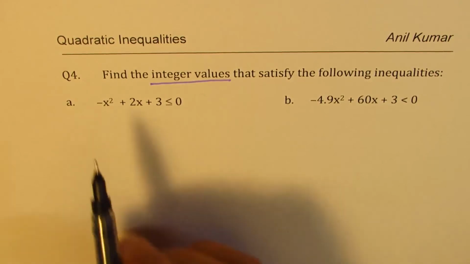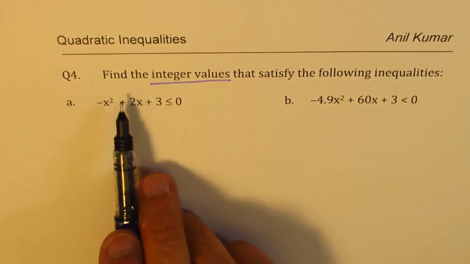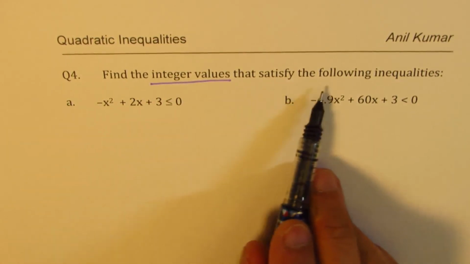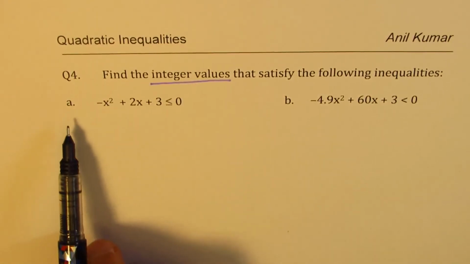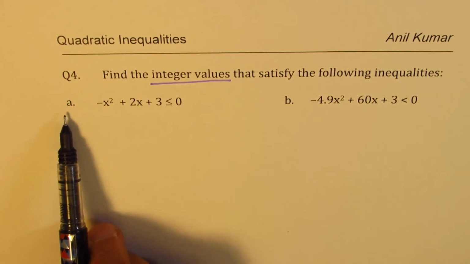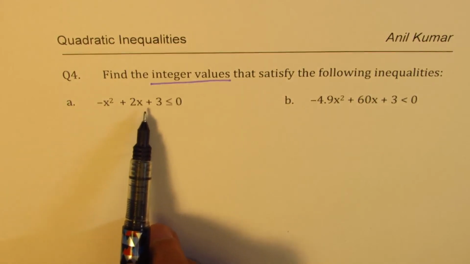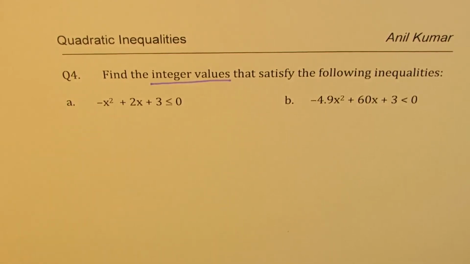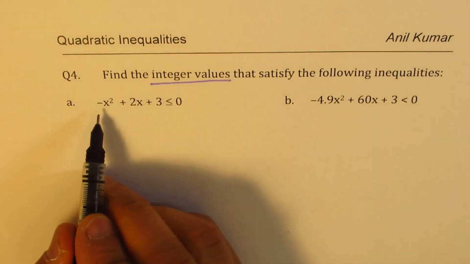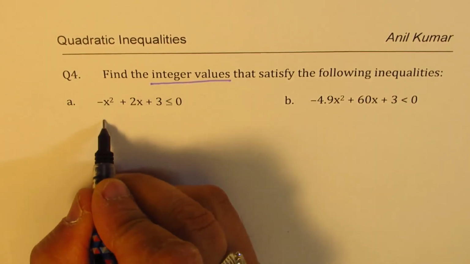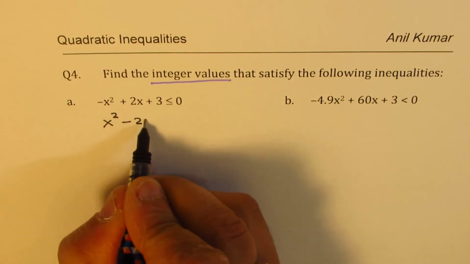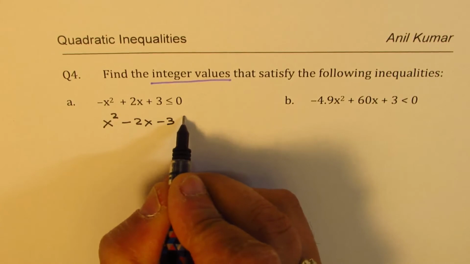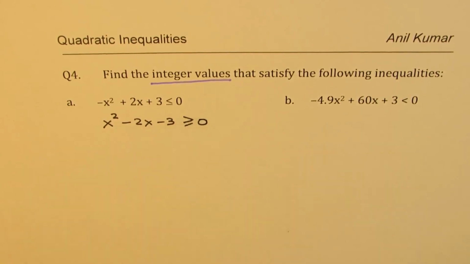Let's continue with our solution. The question number 4 here is, find the integer values that satisfy the following inequalities. Integer values, right? Not real numbers. A, minus x squared plus 2x plus 3 less than or equal to 0. So as I suggested, we should get rid of this minus first. So we'll multiply all these numbers by negative. So we get x squared minus 2x minus 3 greater than or equal to 0. That is kind of important to understand, right?